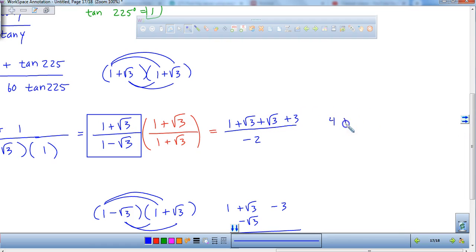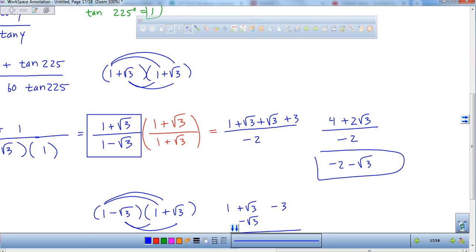Radical 3 plus radical 3 becomes 2 radical 3, all over a minus 2. But that goes into both numbers, and so you're left with negative 2 minus radical 3. And interestingly enough, that actually is the simplified answer, which they didn't make you actually get to.